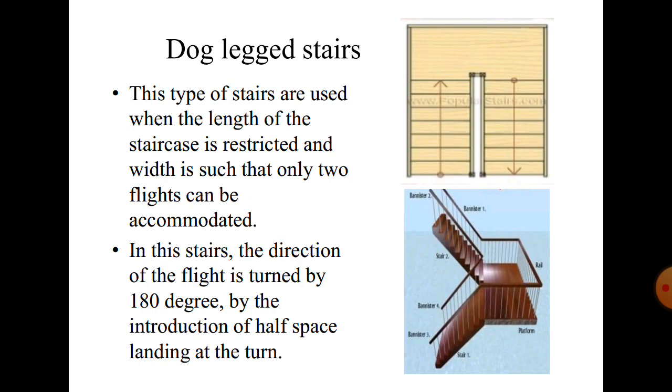Now the third type of stair is the dogleg stair. This type of stair is used when the length of the staircase is restricted and the width is such that two flights can be accommodated. This type of stair is generally used in residential buildings, and in this stair the direction of the flight is turned by 180 degrees by the introduction of a half space landing at the turn. So see this figure.